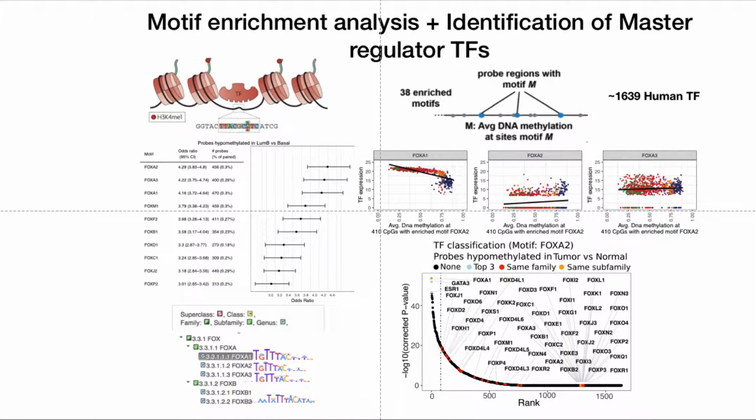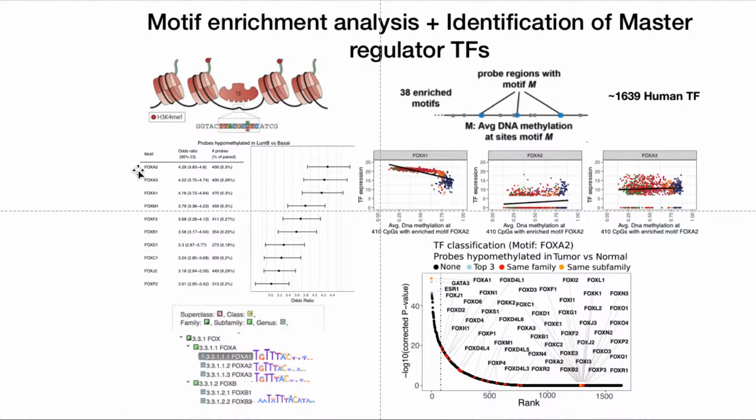Okay, so we have our hypomethylated regions now, where the master regulator binds. We started by doing a motif enrichment analysis of the hypomethylated regions. We simply do a Fisher test comparing the hypomethylated probes versus the background, which would be the distal probes. Then for all those regions, we get the most enriched motifs. In this example, you can see that the FOX families are very enriched.